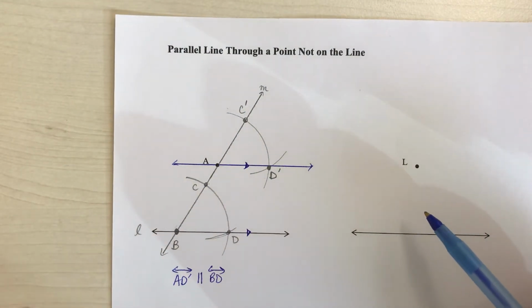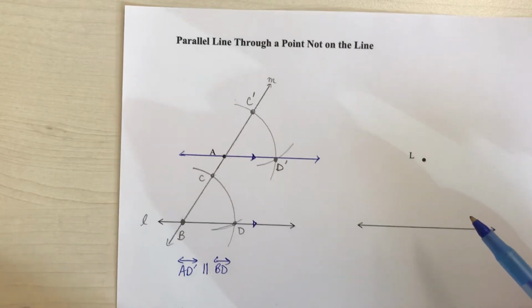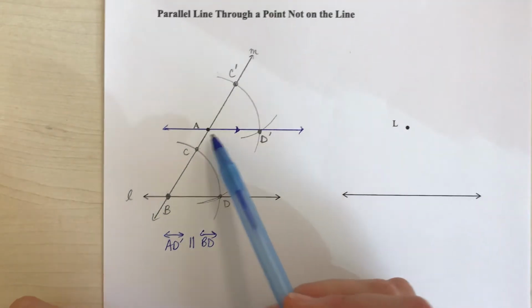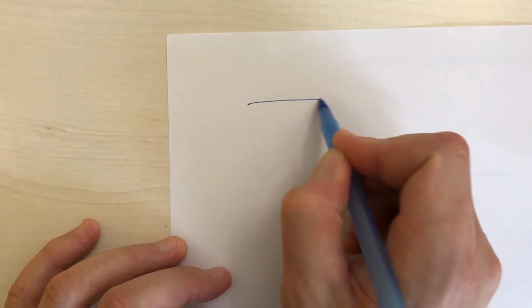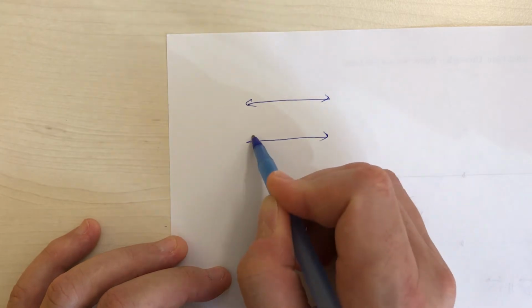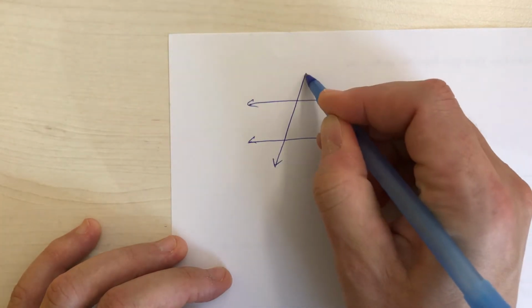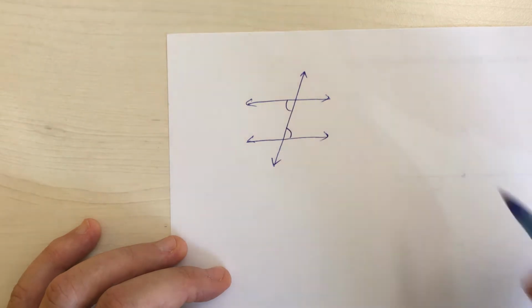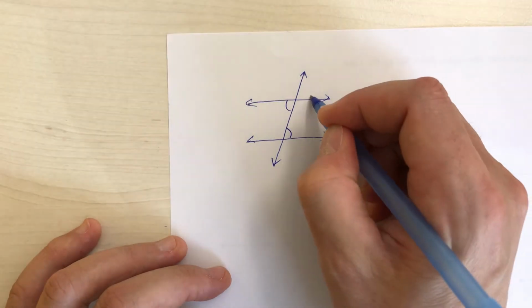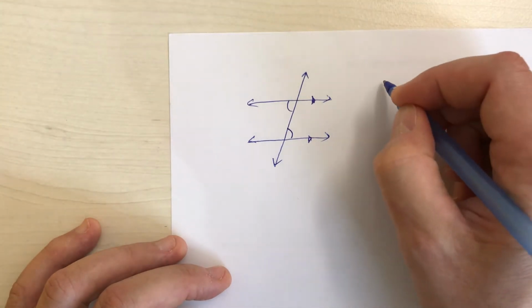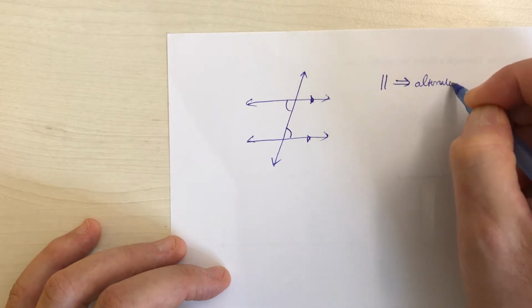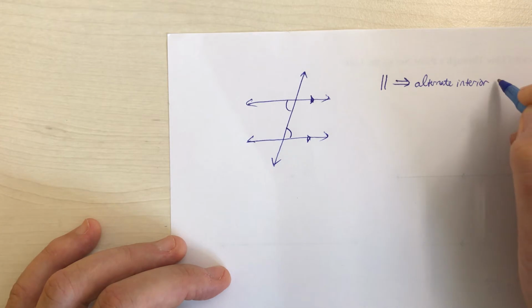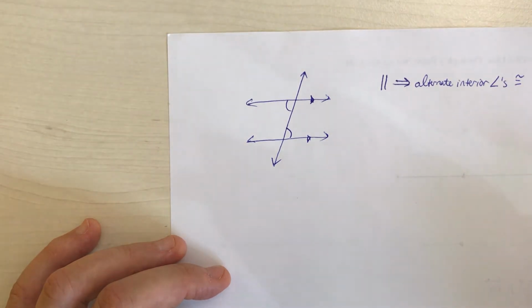Now you can practice it over here. I'm going to show you one more proof though, and it has to deal with parallel lines. I'm going to put it on the back of this. One of the rules that we've learned is that when you have two parallel lines cut by a transversal, the alternate interior angles are always congruent if these lines are parallel. So parallel implies alternate interior angles are congruent.